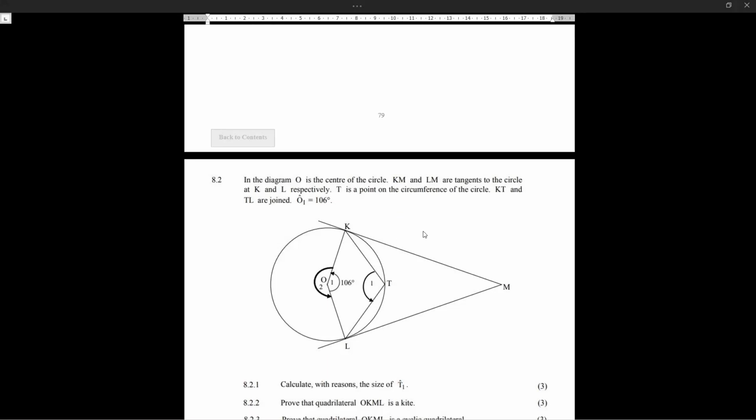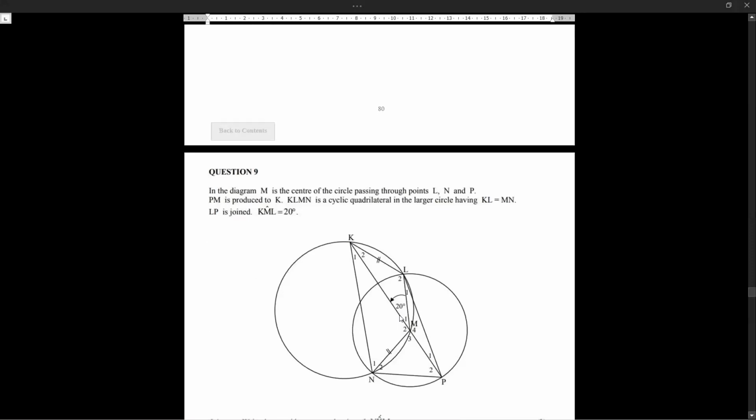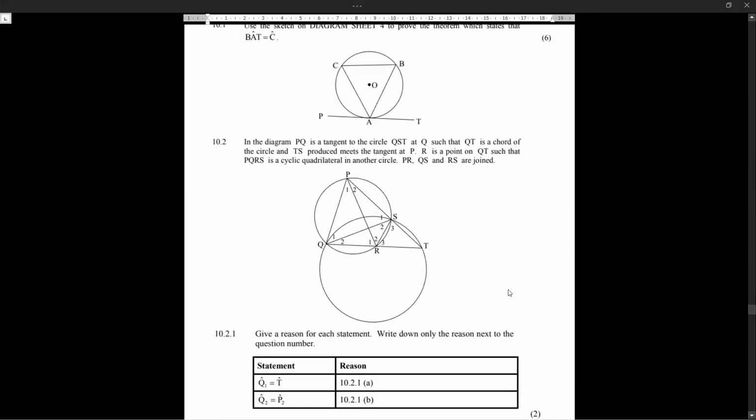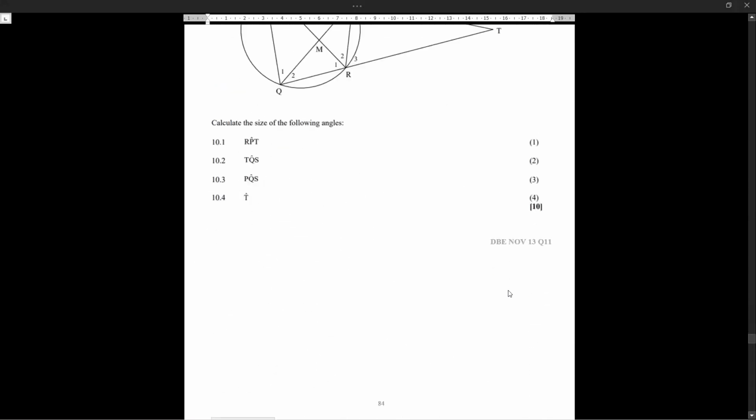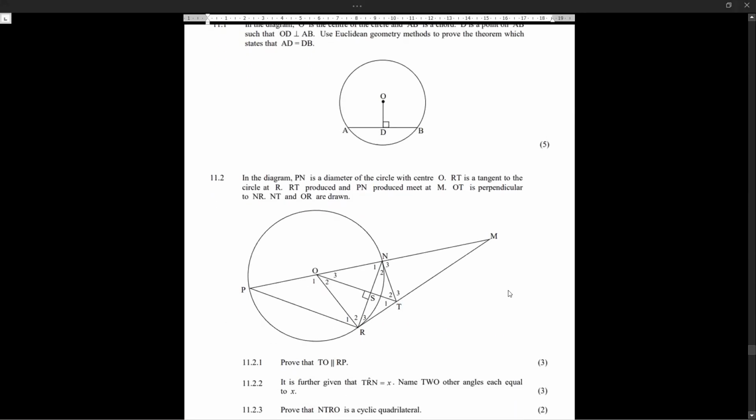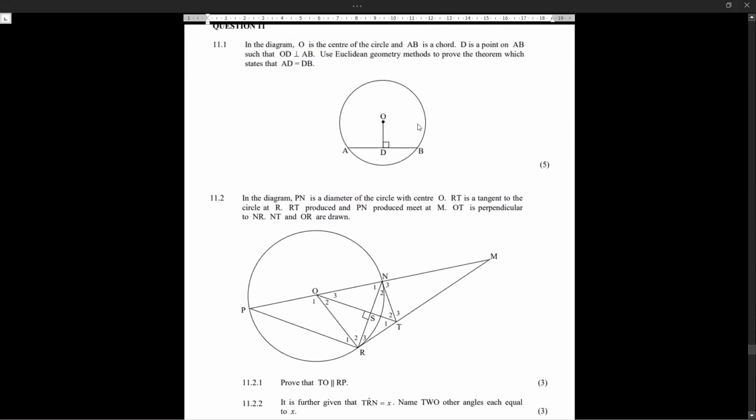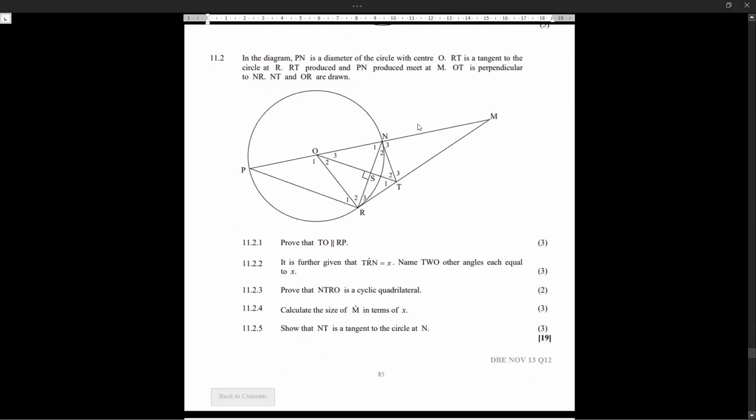Okay, we're on page 85. Did everyone get to page 85? Yes, sir. Now, the first part is a theorem. We're not interested in that. I told you to look at the videos. You'll be able to. So we're going to go to 11.2.